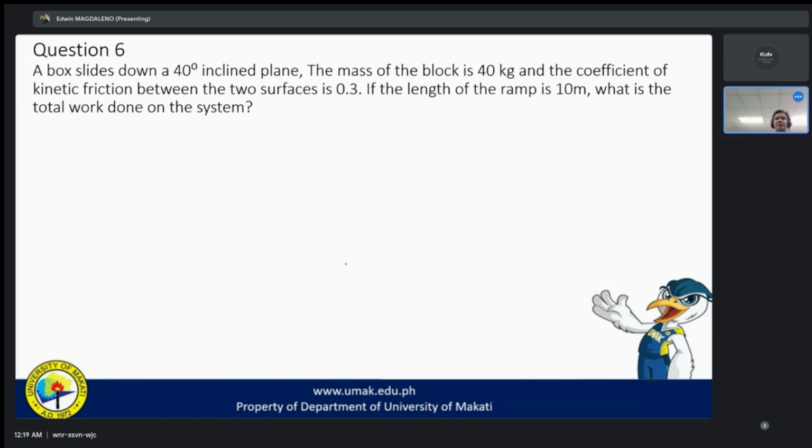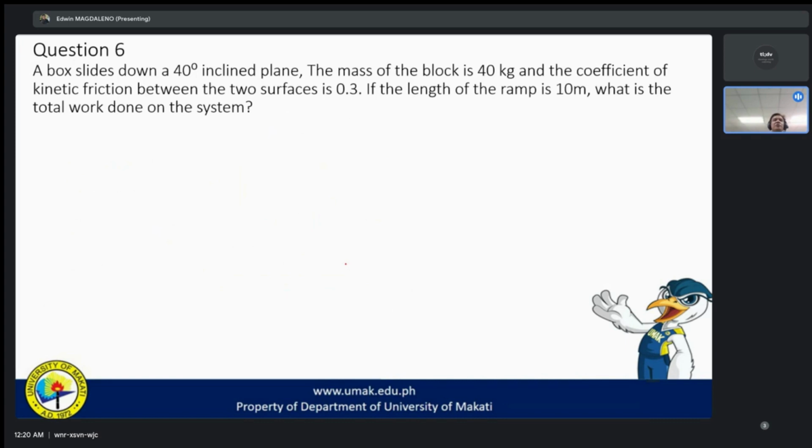A box slides down a 40-degree inclined plane. The mass of the block is 40 kilogram and the coefficient of kinetic friction between the two surfaces is 0.3. If the length of the ramp is 10 meters, what is the total work done on the system? So we are talking about the total work done on the system, not just the work done by the frictional force, not just the work done by gravity, but the whole work done on the system. That means that's the sum of all of the works done on the system.